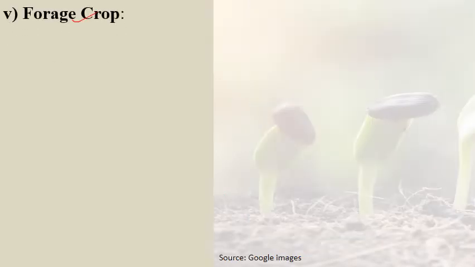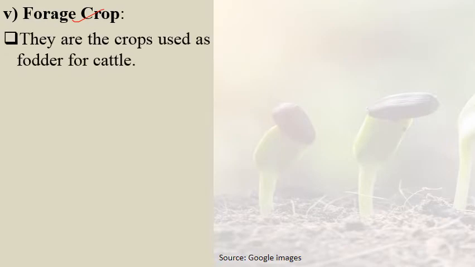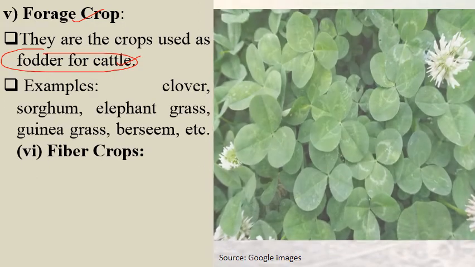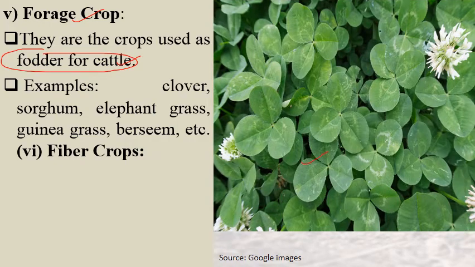Next we have forage crops. They are the crops which are used as fodder for cattle. Fodder is used for cattle and domestic animals. For example, we have clover. Then we have sorghum.